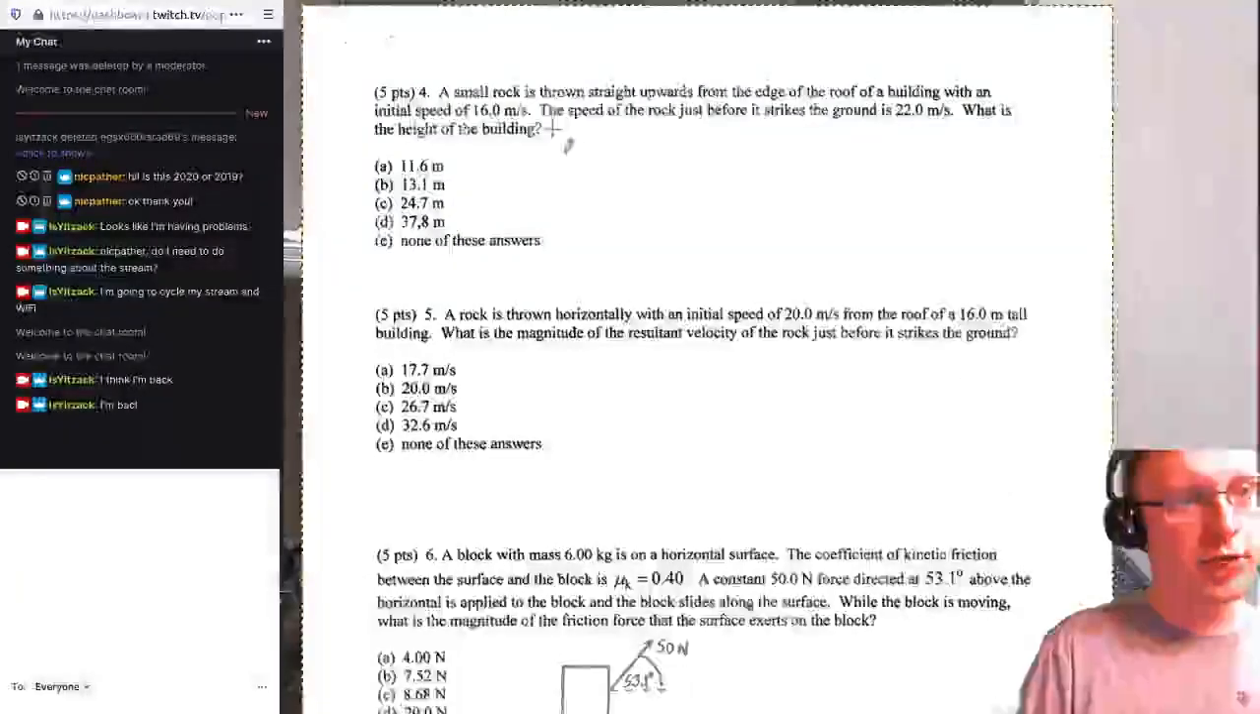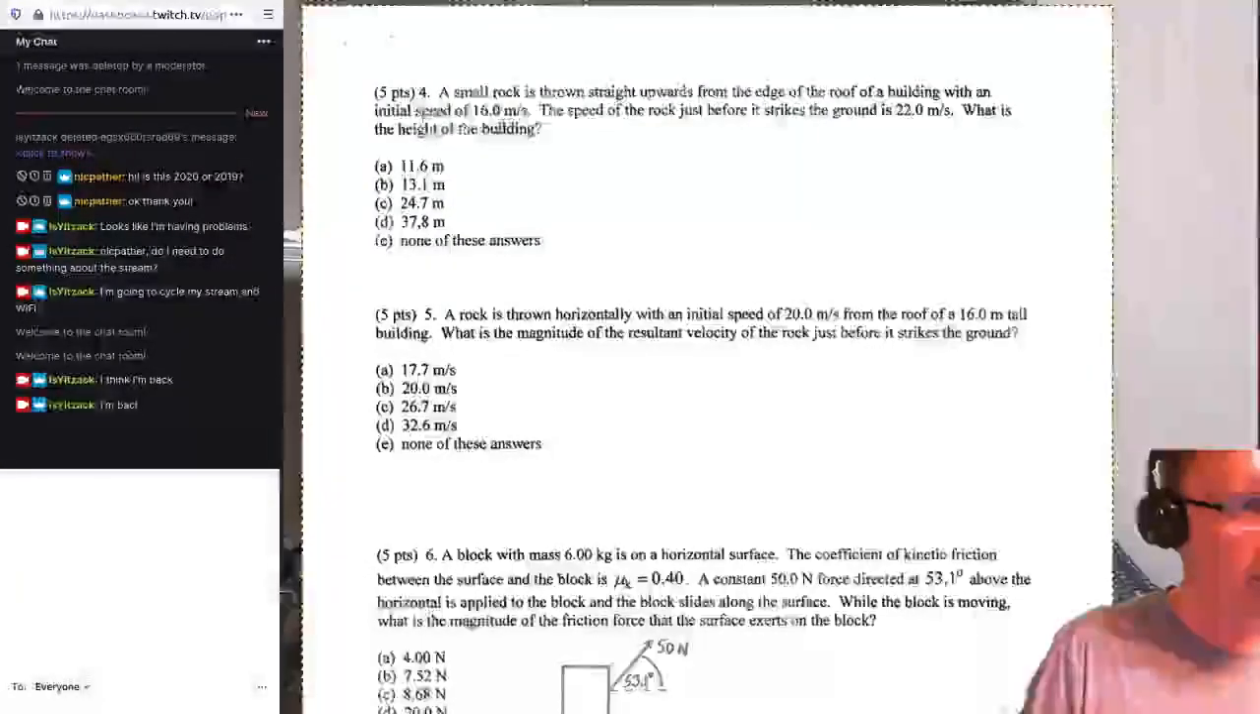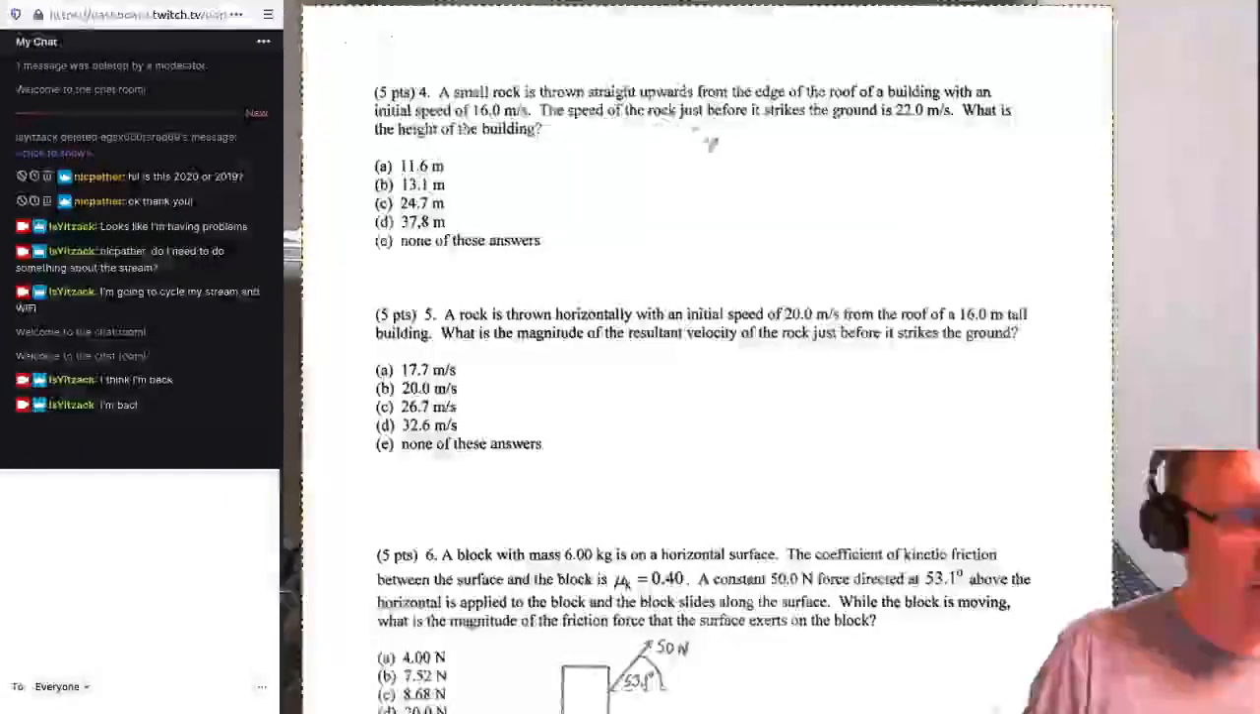A small rock is thrown straight upwards from the edge of the roof of a building with an initial speed of 16 meters per second. The speed of the rock just before it strikes the ground is 22 meters per second. What is the height of the building?